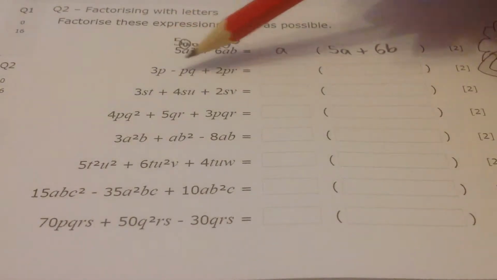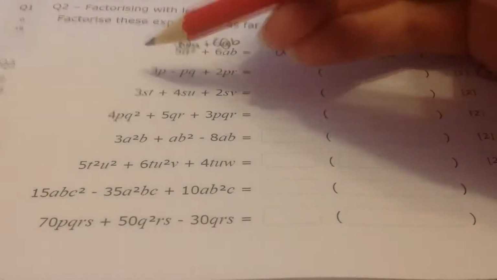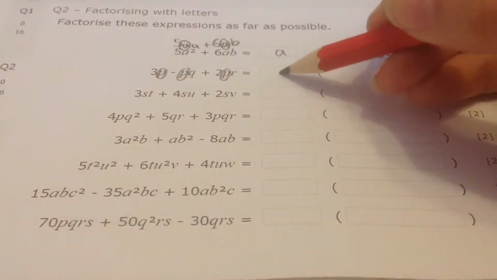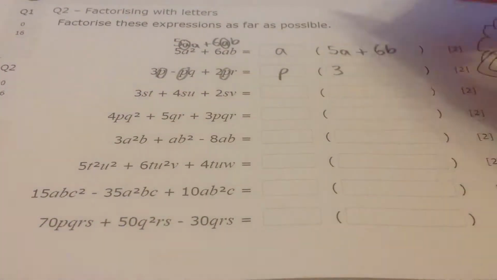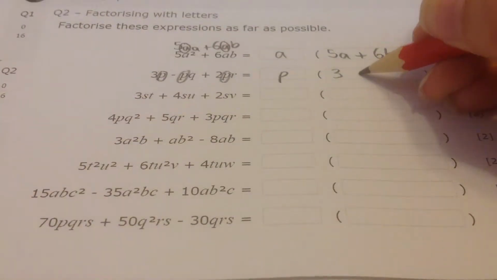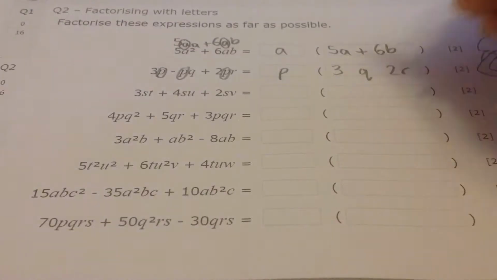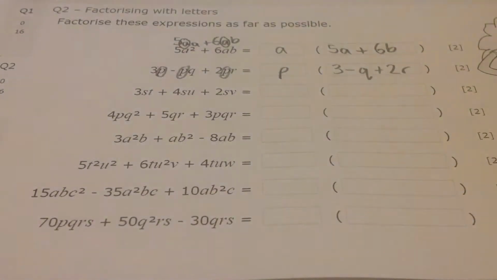Looking at the next column, there aren't any squares, so we've just got to look at what's in common, and they've all got a p. P, P, and P. So that P is going to go in front of my bracket. What have I got left? Remaining from the first term is a 3, remaining from the middle term is a Q, and remaining from the last term is 2 and R. A negative separates these two, and a positive separates these two.